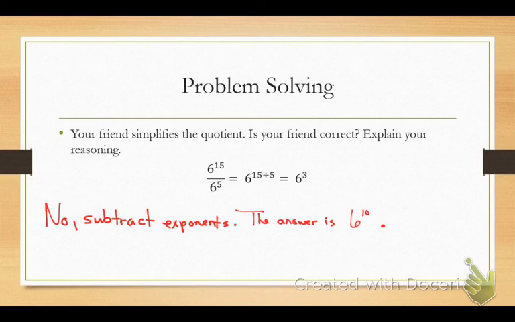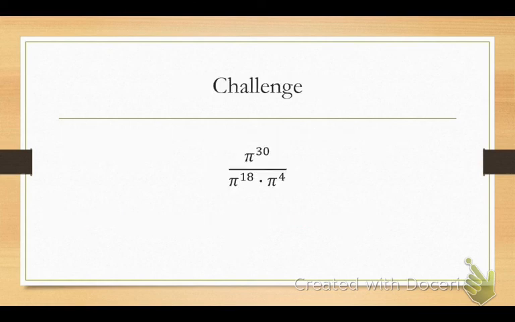You have one of these on your homework tonight where it says, is your friend correct? Every once in a blue moon, your friend is correct, but most of the time they're wrong on the homework assignment. What about this challenge question? Do you think it's really much of a challenge? No. We're not going to let pi psych us out. It's the same exact thing, except it's just pi. While it looks a little fancier, it's still the same process.